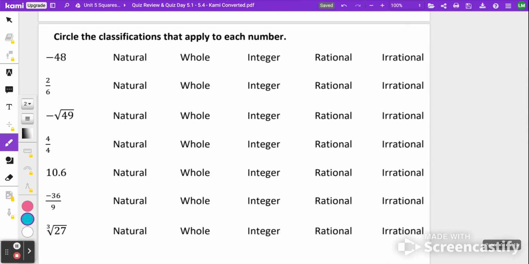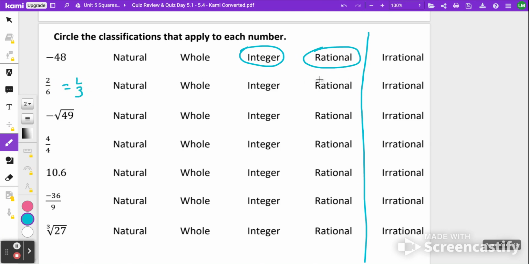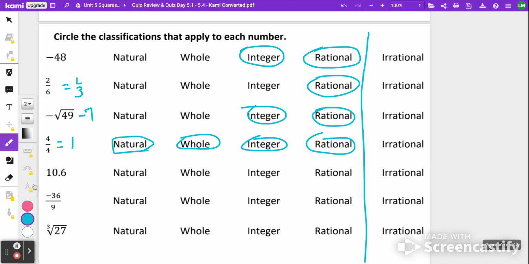And again, trying these, negative 48, not natural, not whole. So it is an integer though, which means it's a rational number. 2/6 is equal to 1/3, that's just rational. The negative square root of 49, that's negative 7. Not natural, not whole, but it's an integer and rational. 4/4 is equal to 1. That's a natural counting number, which means it's a whole number and an integer and rational.